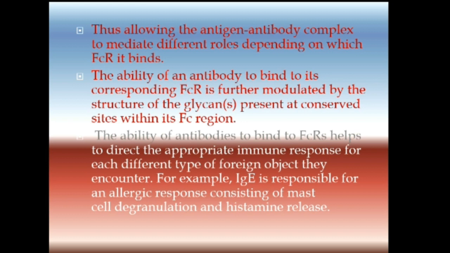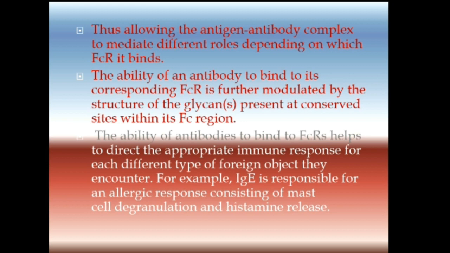The ability of an antibody to bind to its corresponding FcR is further modulated by the structure of the glycan present at a conserved site within its Fc region. The ability of antibodies to bind to FcRs helps to direct the appropriate immune response for each different type of foreign object they encounter.